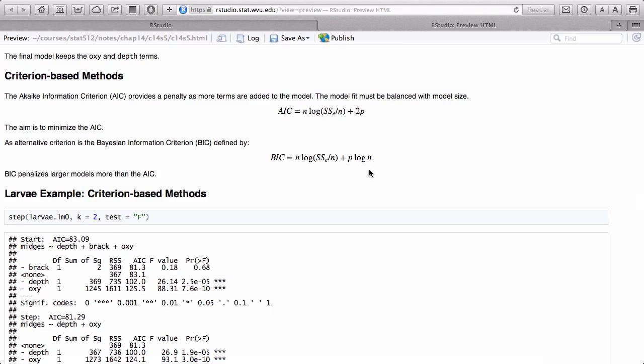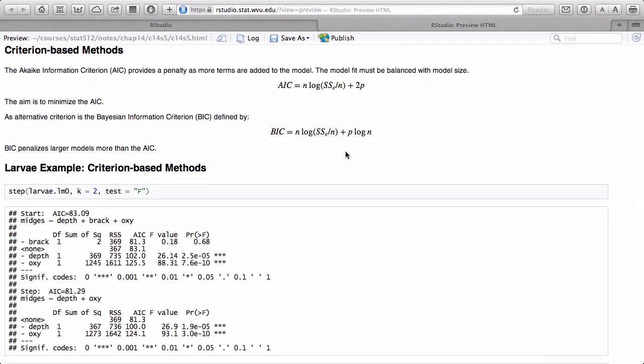Now in this course, we don't go into the justification for these, but you sort of see intuitively that the first term, as you fit more things, it gets smaller because the residual sum of squares always gets smaller. But if it only gets a little bit smaller, because the term isn't very important, then on the right-hand side, p will get bigger.